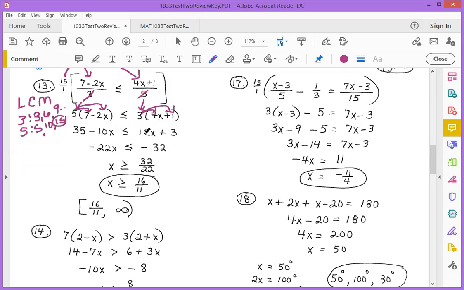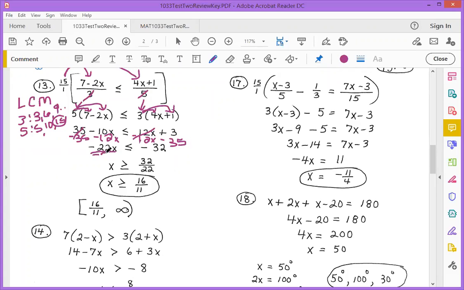So we're combining like terms. These x terms, we're going to subtract 12x from both sides. We're also going to combine the constants, so we're going to subtract 35 from both sides of the inequality. Now on the left side, 35 and 35 will cancel. Negative 10x minus 12x leaves us with negative 22x. On the right side, the 12x will cancel, and 3 minus 35 gives us negative 32.